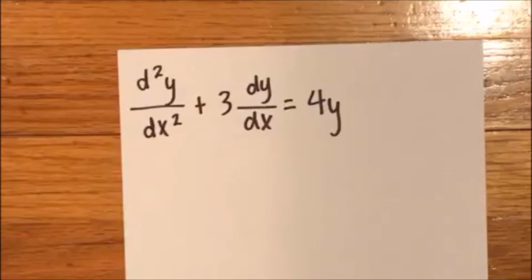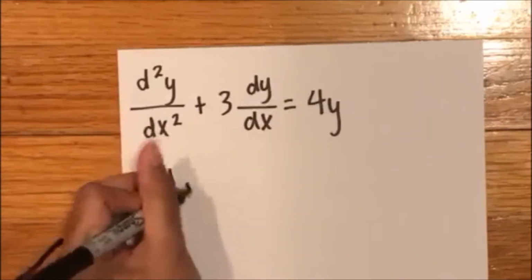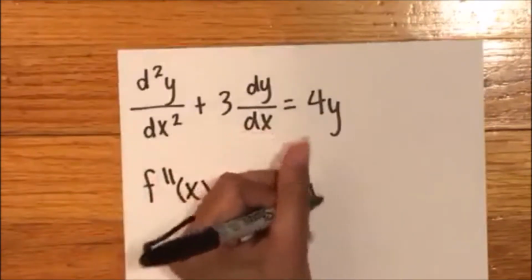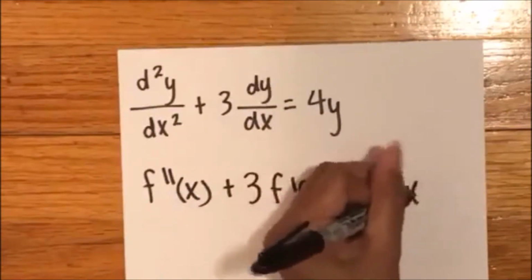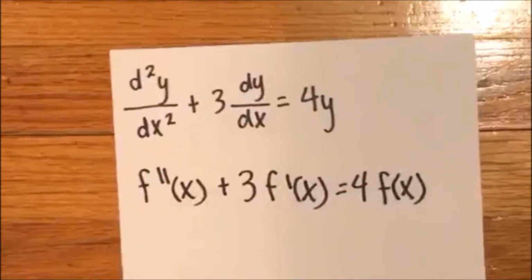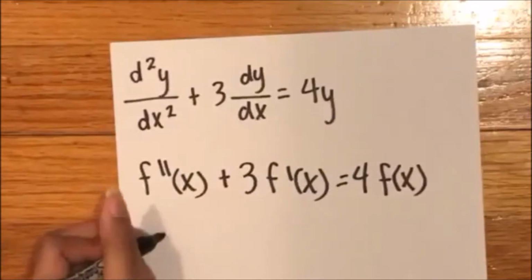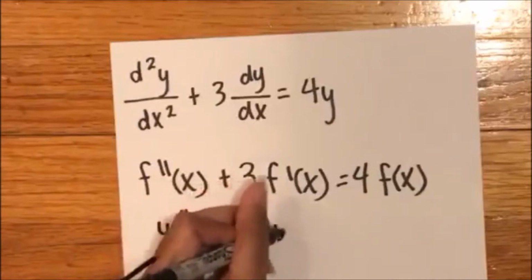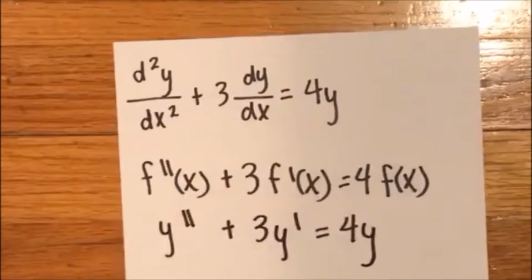Another way to write this in the form of a function of x would be f double prime of x plus 3f prime of x equals 4f of x. This is how you would write it as a function of x. Another way to write this differential equation would be y double prime plus 3y prime equals 4y. These are all the same differential equation.